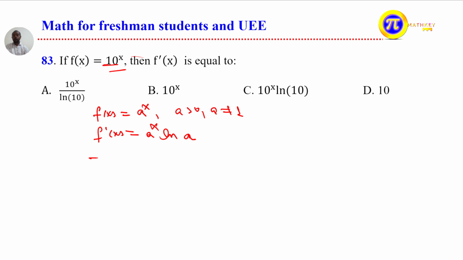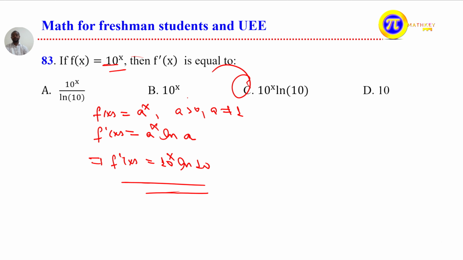So for our purpose, we have f of x equal 10 to the power of x. What is the derivative at x? Our a is 10, so it is 10 to the power of x times ln 10. That is the correct answer for this one. From the given choices, C is the correct answer.